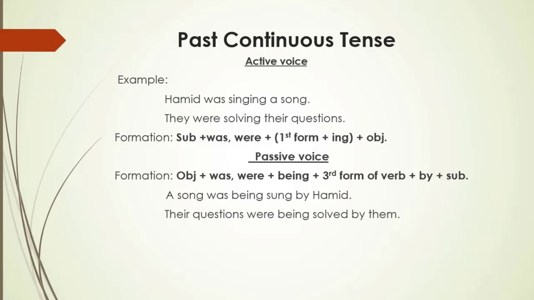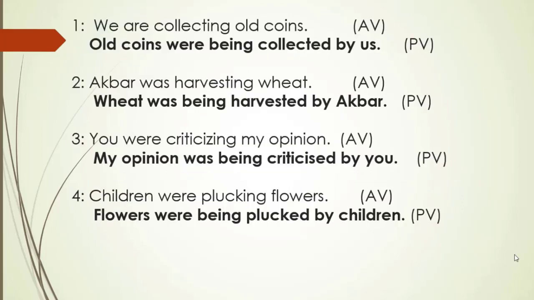Their questions were being solved by them. We are collecting old coins. Old coins were being collected by us. There is not much difference. Akbar was harvesting wheat. Wheat was being harvested by Akbar.